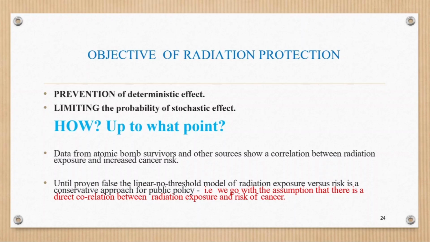to correlate the relation between the amount of radiation a human received and what kind of effects can be produced. From that data, some limits or tolerance limits for a human have been generated. So, until proven false, the linear no threshold model of radiation exposure. There are a number of radiation models that have been developed to understand how much radiation is harmful and how much radiation is safe for a human.